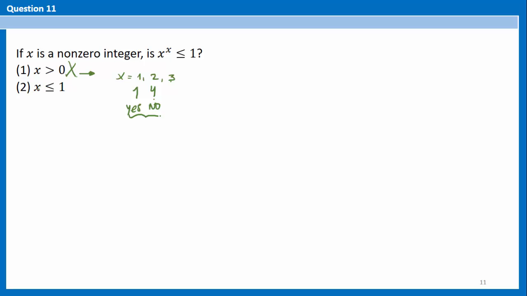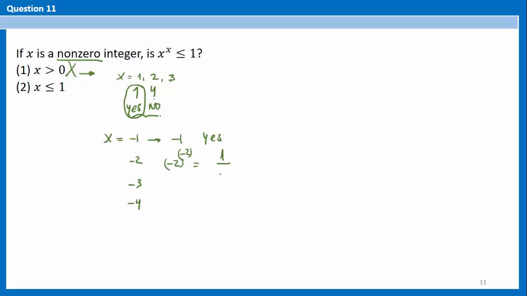Now, statement 2 says that x is less than or equal to 1. I already know that with 1, the answer is yes. So I'm only going to try negative numbers because x is non-zero. I cannot try 0. So what about negative 1, negative 2, negative 3, negative 4? If it's negative 1, negative 1 to the power negative 1 is also negative 1, and it answers yes. If it's negative 2, I have negative 2 to the power negative 2.